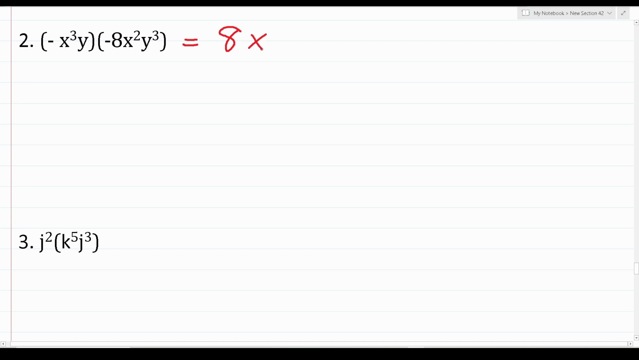So we're going to look at our x's now. This is x to the third times x squared. Again, according to the product rule, we just add those exponents. So this becomes 3 plus 2. And now let's take care of our y's. Again, there's an implied 1 here. So this is y to the first times y to the third. According to the product rule, we're just going to add those. So this will be 1 plus 3.